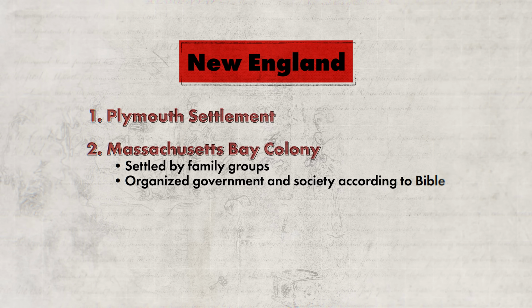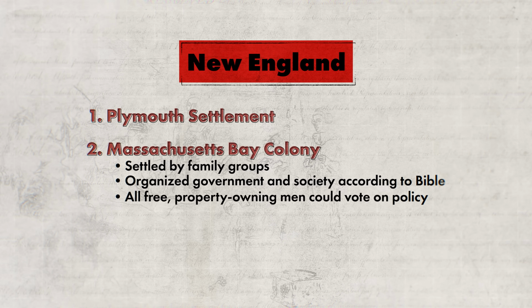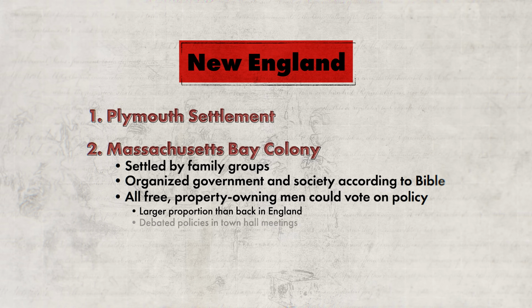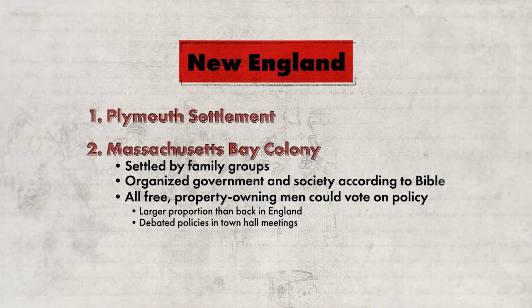Now, in this colony, all freemen who owned property could vote on policy matters, a far larger proportion of eligible voters than existed in England. And like in Plymouth, they debated their policies in town hall meetings, and the will of the majority carried the day. Now, to be clear, not just any regular schmo could be considered a freeman, but only those who held to a strict Puritan ideology.